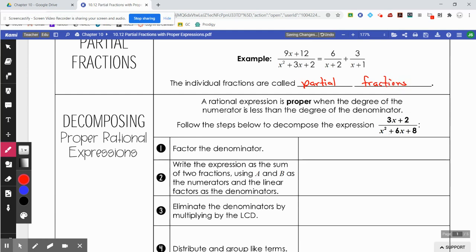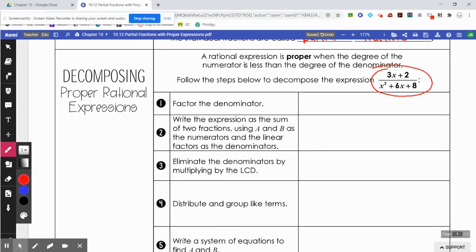A rational expression is proper when the degree of the numerator is less than the degree of the denominator. Follow the steps below to decompose this proper fraction. Step number one, we're going to factor the denominator. So our denominator is going to factor into two sets of parentheses. Adds to 6, multiplies to 8, so it will be x plus 2 and then x plus 4.